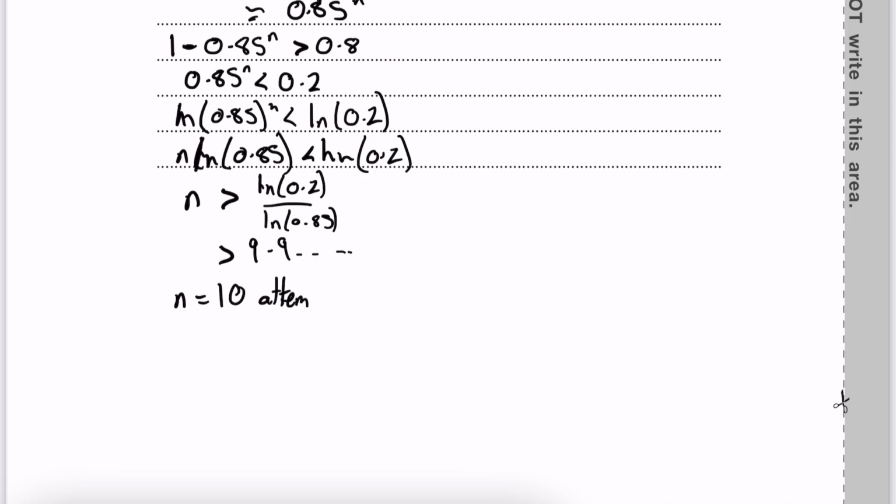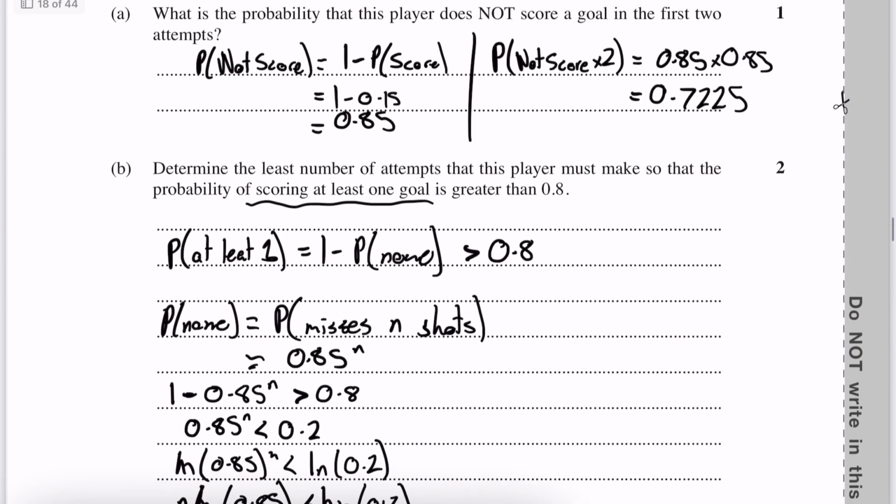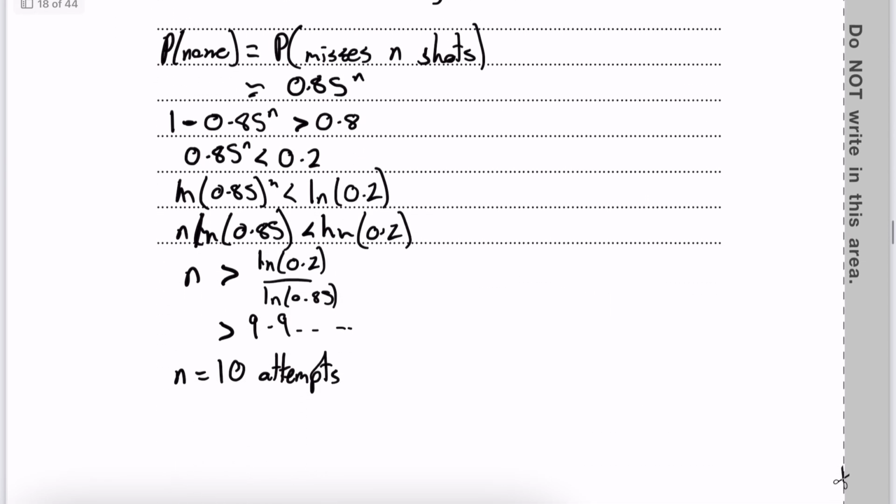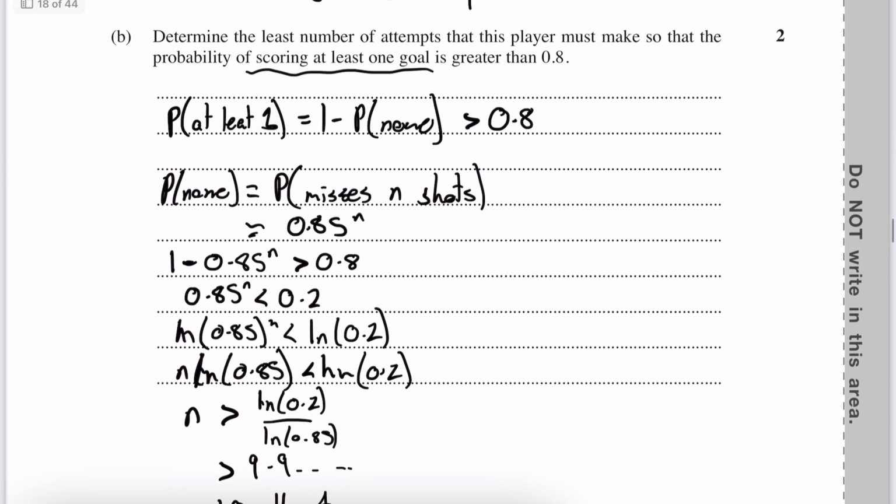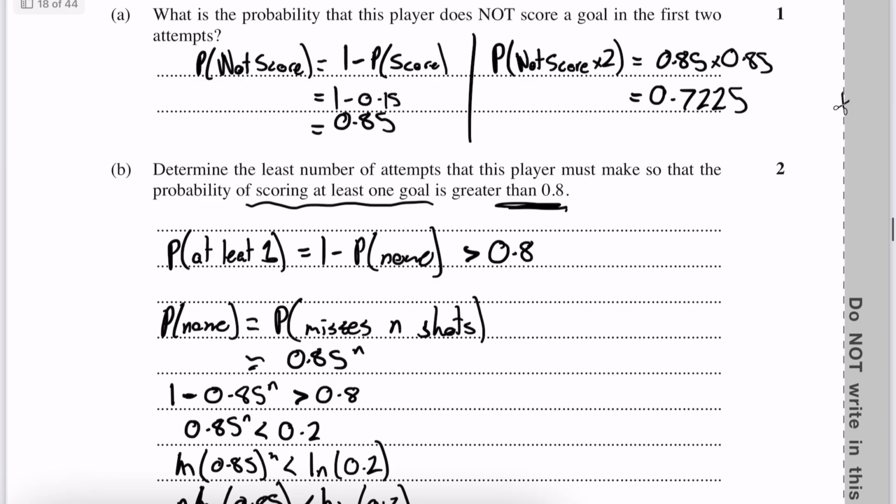The reason it's 10 attempts is because that's the first whole number greater than 9.9. If we take only 9 attempts, then the probability will be less than 0.8. And if we take 10 attempts, the probability will be more than 0.8, but that's all we care about, right? That's the minimum number of attempts that it will take us to have a probability greater than 0.8.